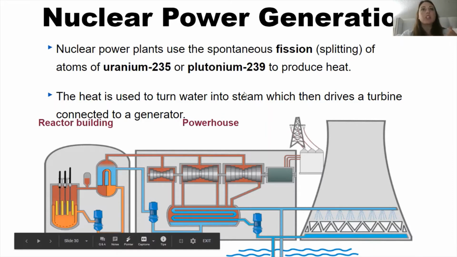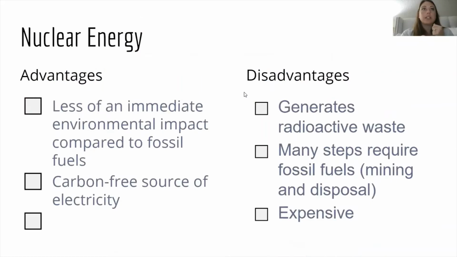So here we have the reactor, here's the powerhouse and the cooling tower. And nuclear comes along with some very specific advantages. There's less of an immediate impact than fossil fuels, meaning that there's no mining, there's no drilling, there's no fracking. All of those things that come along with fossil fuels are awful for the environment. And so there's none of that. You do have to mine for uranium, but the process isn't nearly as bad. And there is no release of carbon dioxide in the actual production of the electricity.